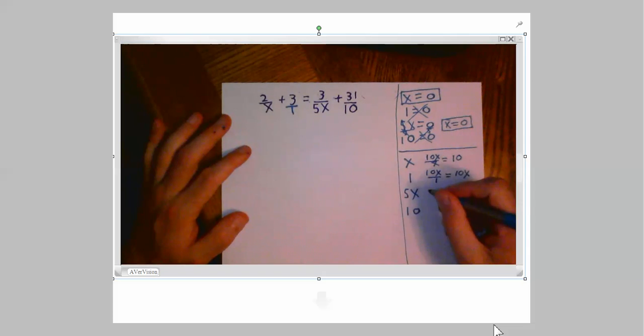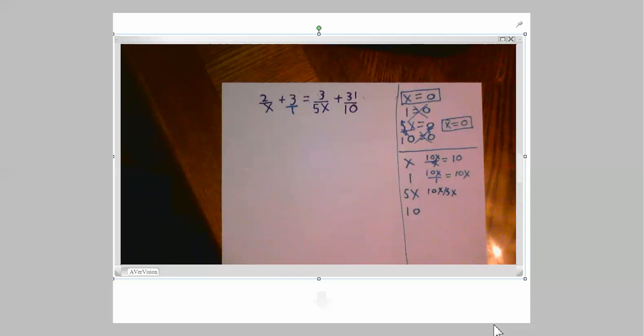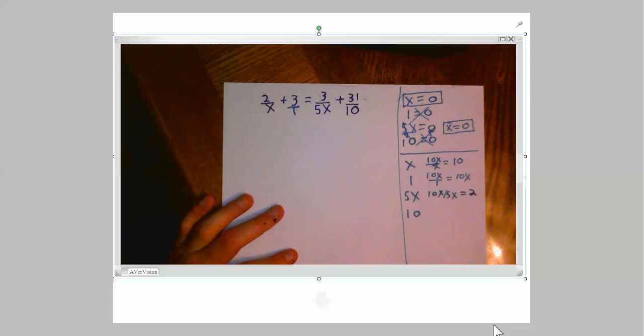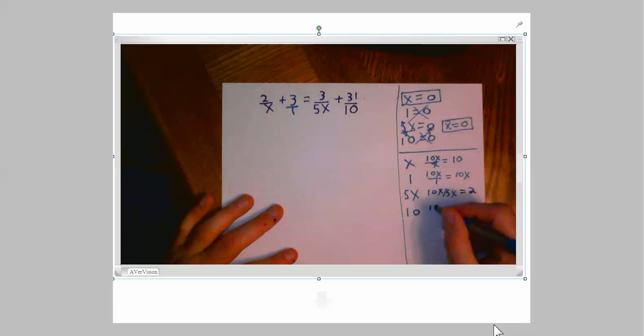Now we'll do 10x divided by 5x. Well, the x's cancel, and 10 divided by 5 is 2. So the x's cancel there, and 10 divided by 5 is 2. So we know that 5x divides 10x, and we know that 10x divided by 10, the 10's cancel, equals x.